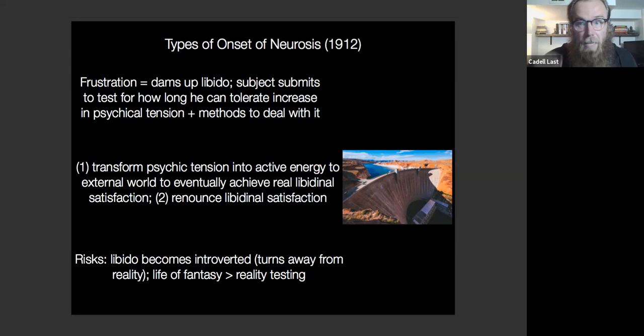So the subject basically has to submit to a test for how long he or she can tolerate the increase of the psychological tension, plus the methods they develop to deal with this damming up. Now, I think here we reach the level where sexuality and sublimation becomes the foundation for many spiritual or artistic outlets, many spiritual or artistic vocations.